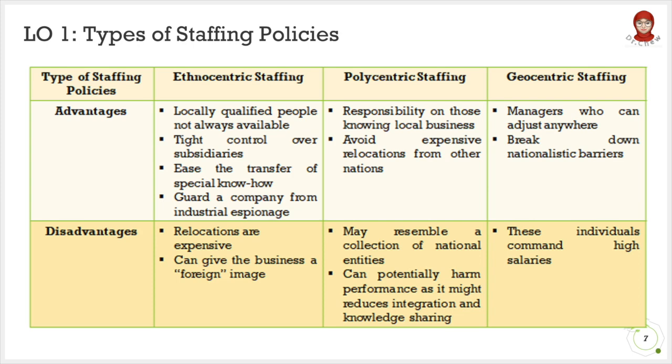Second, an ethnocentric policy can create barriers for the host country office. The presence of home country managers in the host country might encourage a foreign image of the business. Lower level employees might feel that managers do not really understand their needs because they come from another culture.